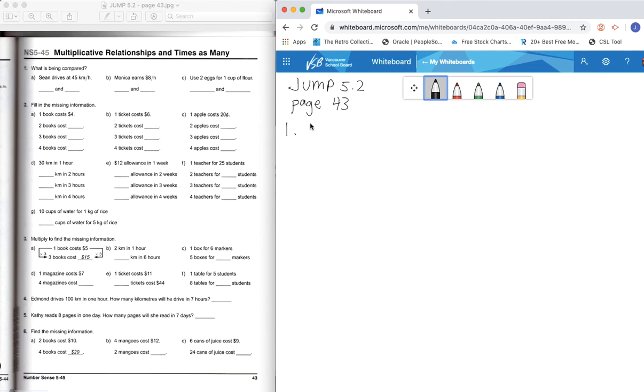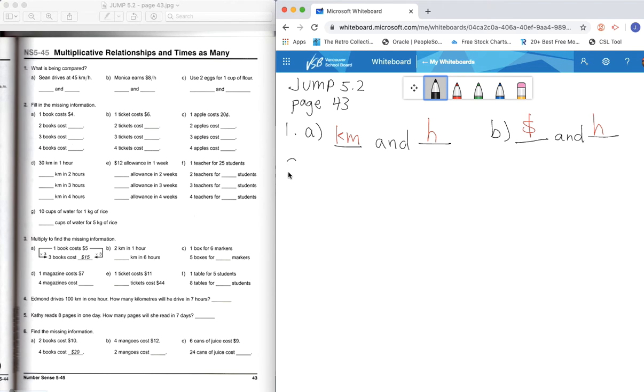So super easy. Looking at 1A, it says Sean drives at 45 kilometers an hour. So what is being compared? It is kilometers and hours. So all you have to write is km and h in the blanks. Okay, B, what is being compared? Monica earns $8 an hour. So it's dollars and hour being compared. Okay, I'm going to get you to do C yourself.